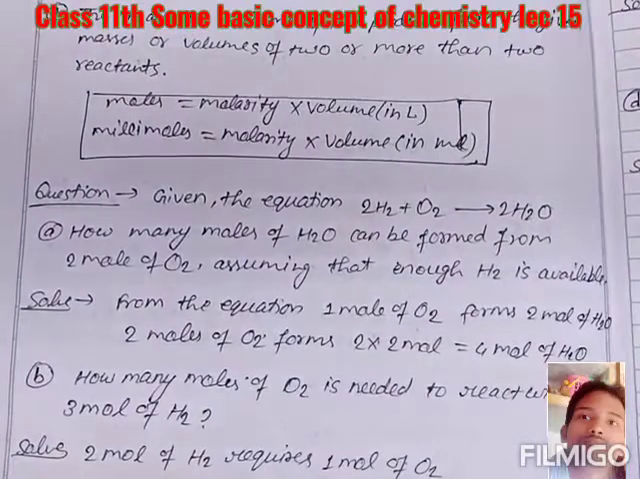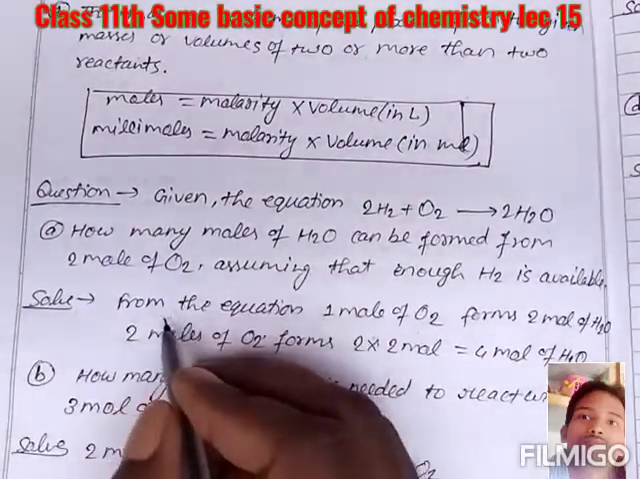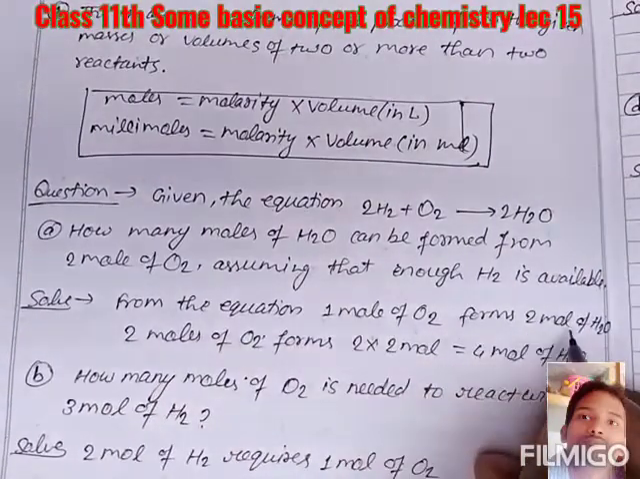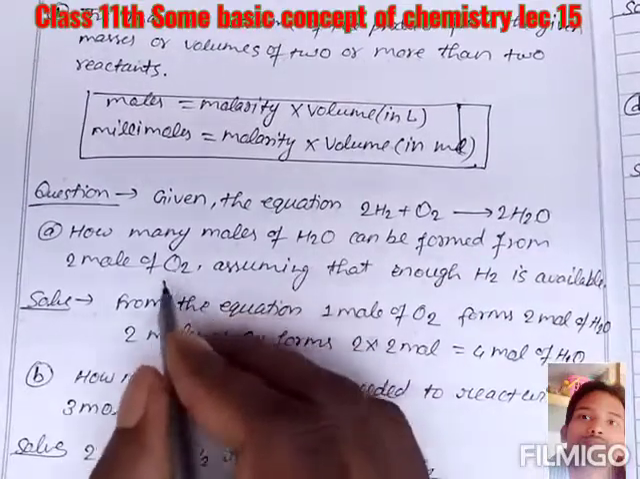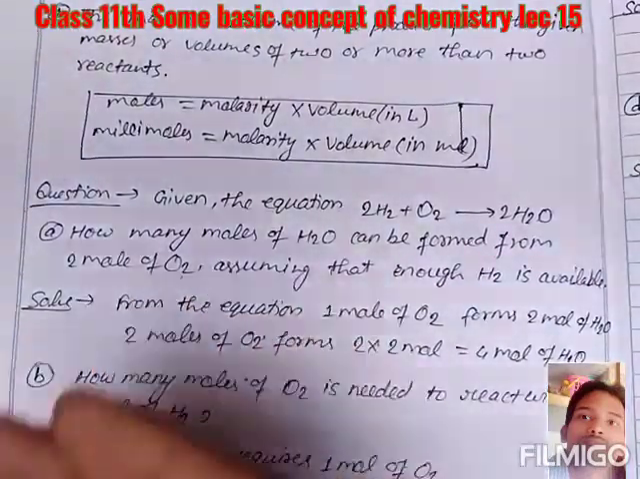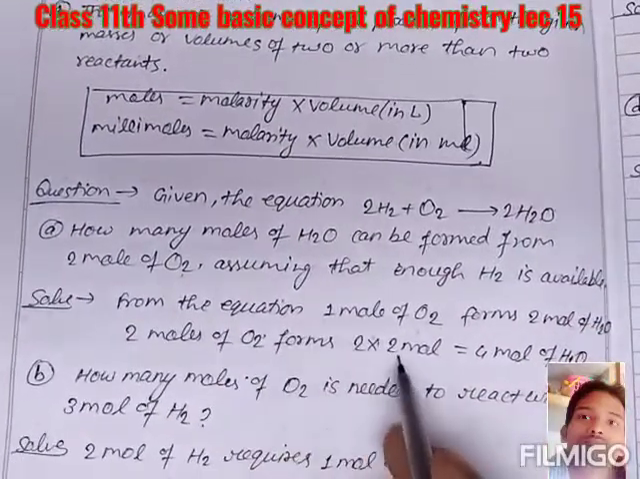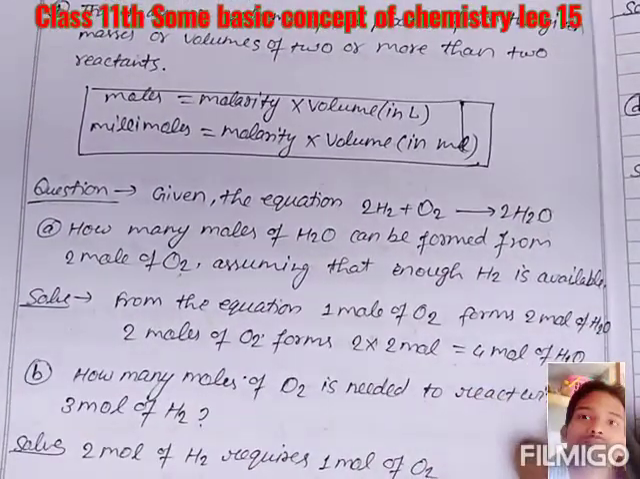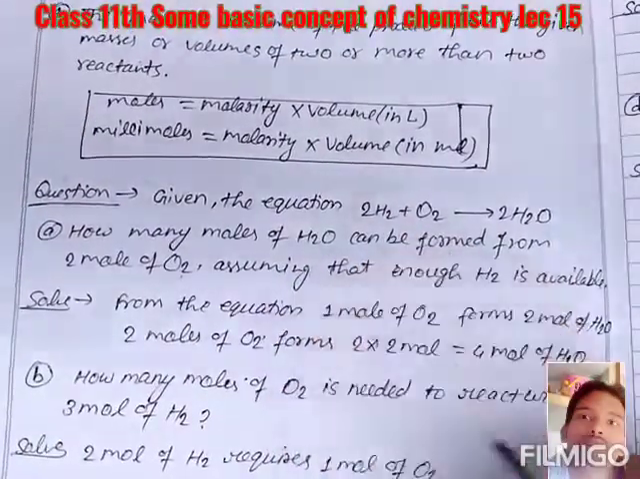Look here. Now we are going to solve these problems from the equation. 1 mole of O2 forms 2 mole of water. If in the question there are 2 mole of O2, then how many mole of water will be formed? There is 4 mole of water formed. 2 mole of O2 forms 2 into 2 mole of water. That is 4 mole of water formed. Easily you can solve it by the stoichiometric coefficient.